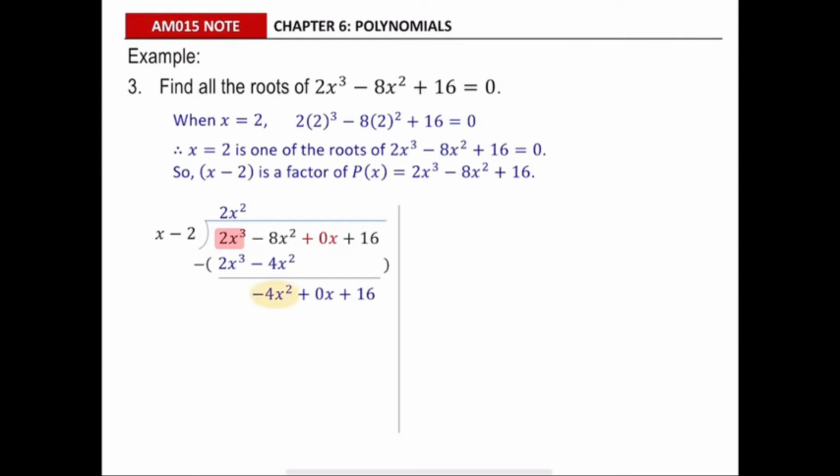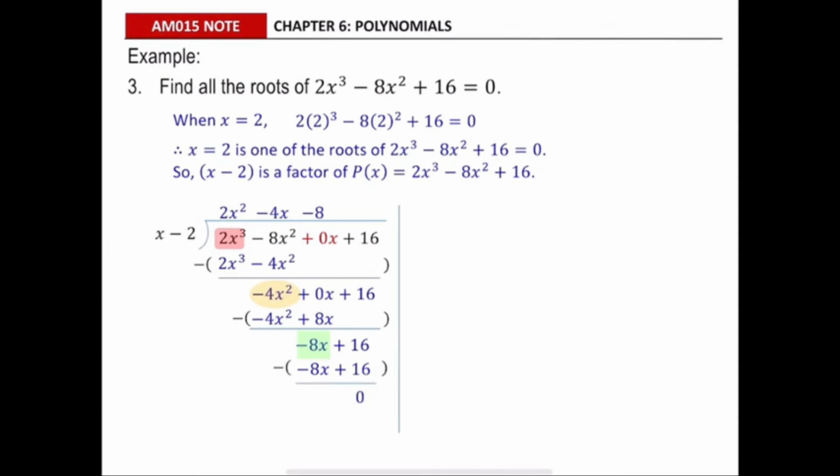Then repeat again, divide negative 4x squared by x, we get negative 4x. Multiply negative 4x with the divisor, we get negative 4x squared plus 8x. After that, subtract again and we get negative 8x plus 16. Now, divide negative 8x by x, we get negative 8. Then multiply the negative 8 with the divisor, we get negative 8x plus 16. And the remainder is 0.